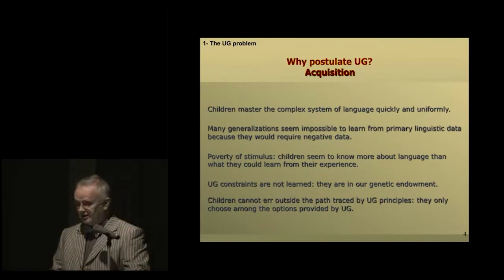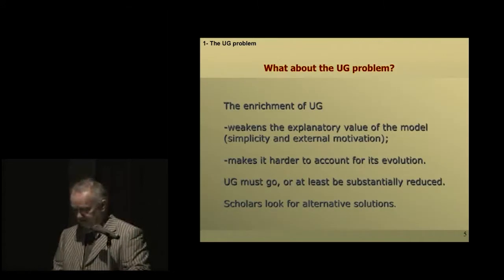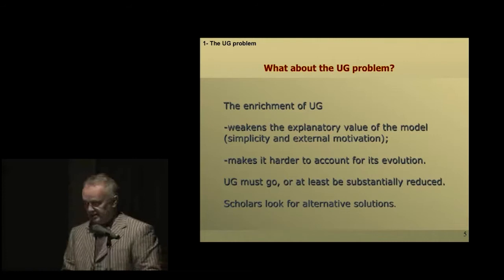UG constraints are not learned by hypothesis. They are in our genetic endowment. Therefore, they solve the problem in the sense that children cannot err outside the path traced by these UG properties. They only choose among the options provided by UG. That's more or less the traditional view for at least the last 50 years.